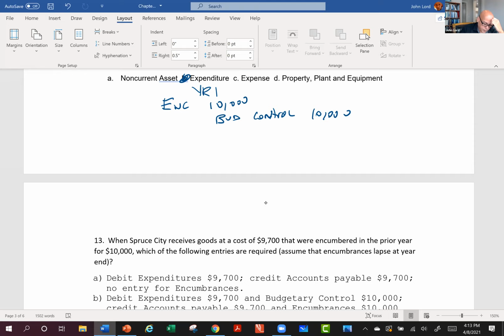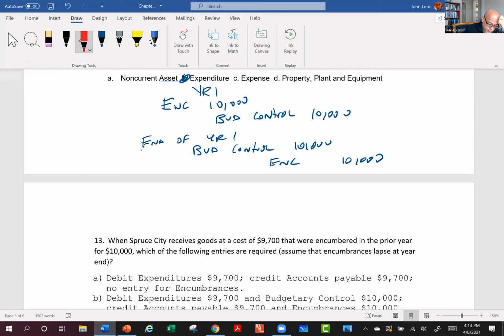Now the stuff doesn't come in until the next year, right? It was ordered the prior year. So what do you want to do at the end of year one? This is a guess, but are we just going to reverse it? Yeah. If the stuff hadn't come in yet at the end of the year, you reverse the budgetary entry as though the stuff came in, right? What else do you want to do at the end of the year? Debit expenditure and credit payable. Not at the end of the year, because the stuff has not come in. Close encumbrance. I just did. No.